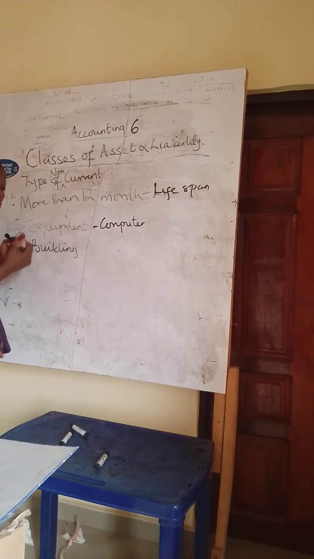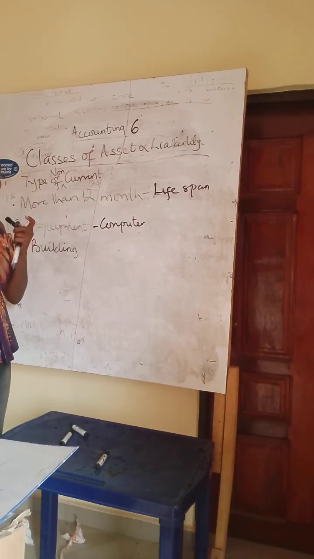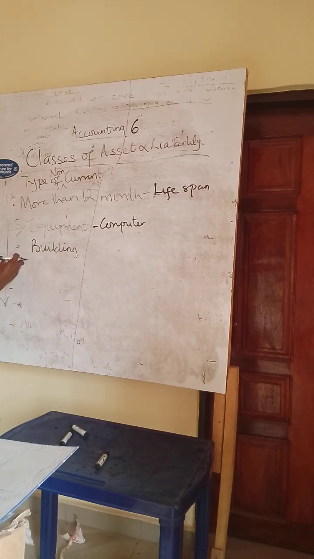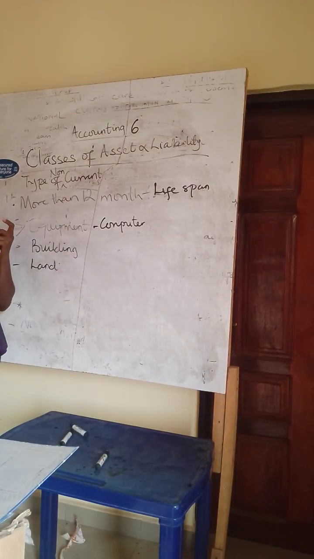If you purchase a building with the intention that you're going to use this building to do your business, that building has a capacity of lasting for more than 12 months. Are we together? It is also an asset. Another example of an asset is land. If you buy land with the intention that it will last for a very long time, you can sell the land if you want to.